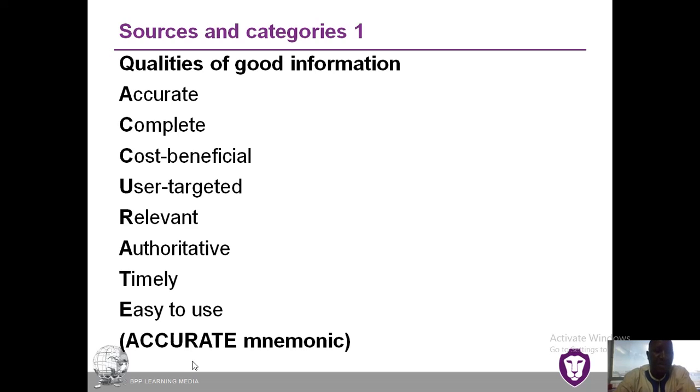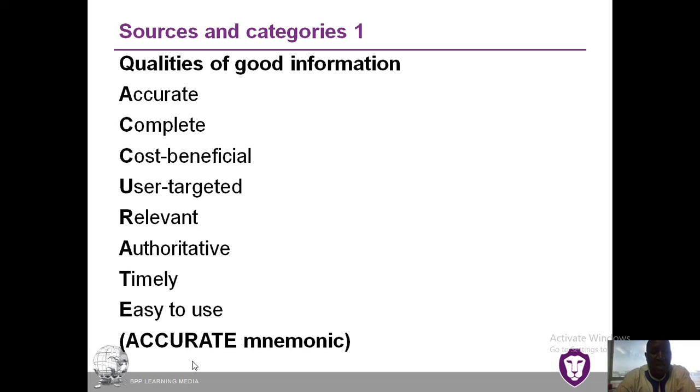Number five, information must be relevant. Relevancy here means information that we provide must be relevant to the needs of the user. For example, right now I'm providing information to the MA1 students for ACCA, so I have to make sure that the information that I provide is relevant to what my students need. I cannot come to the MA1 students and begin to provide biology information, because that will be irrelevant to their needs. So information that is provided must be relevant.